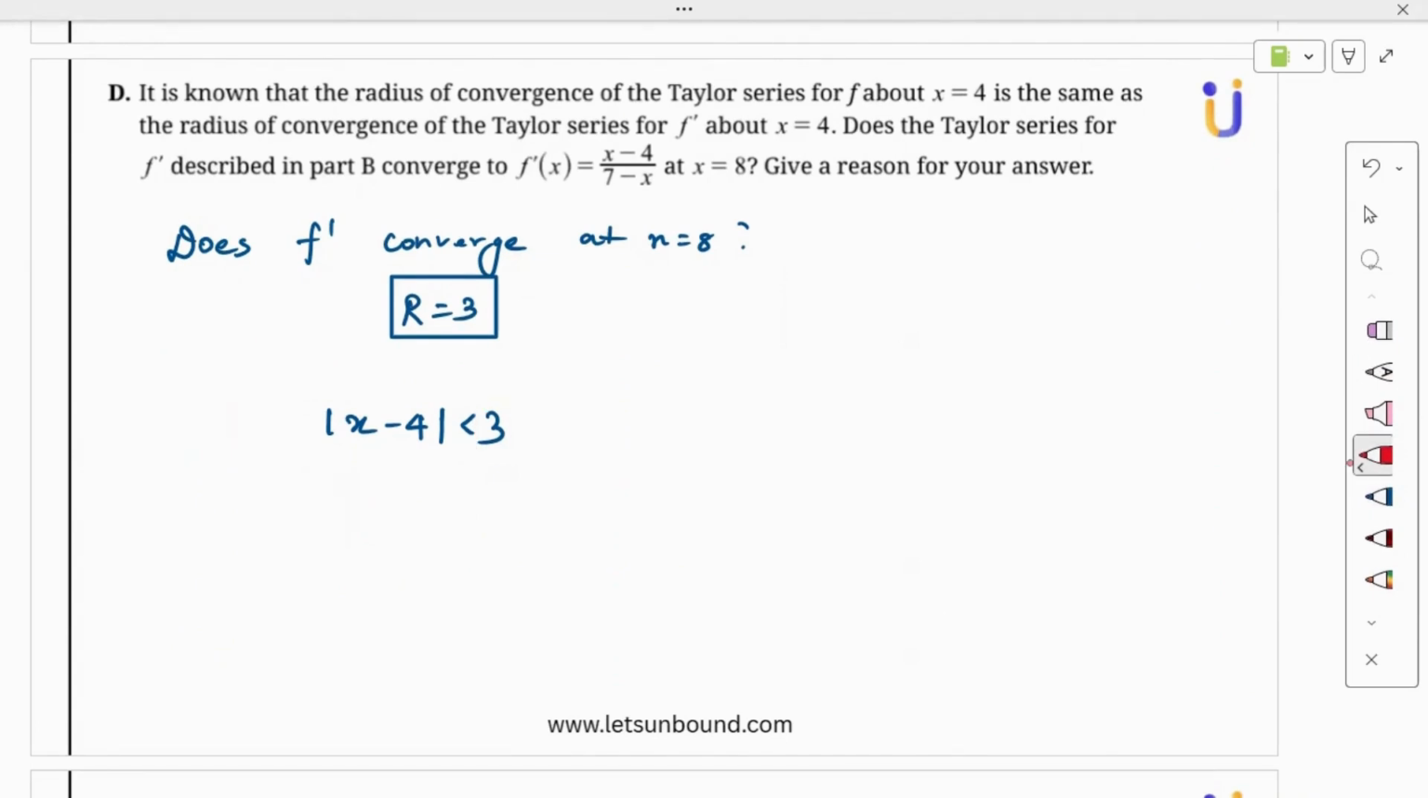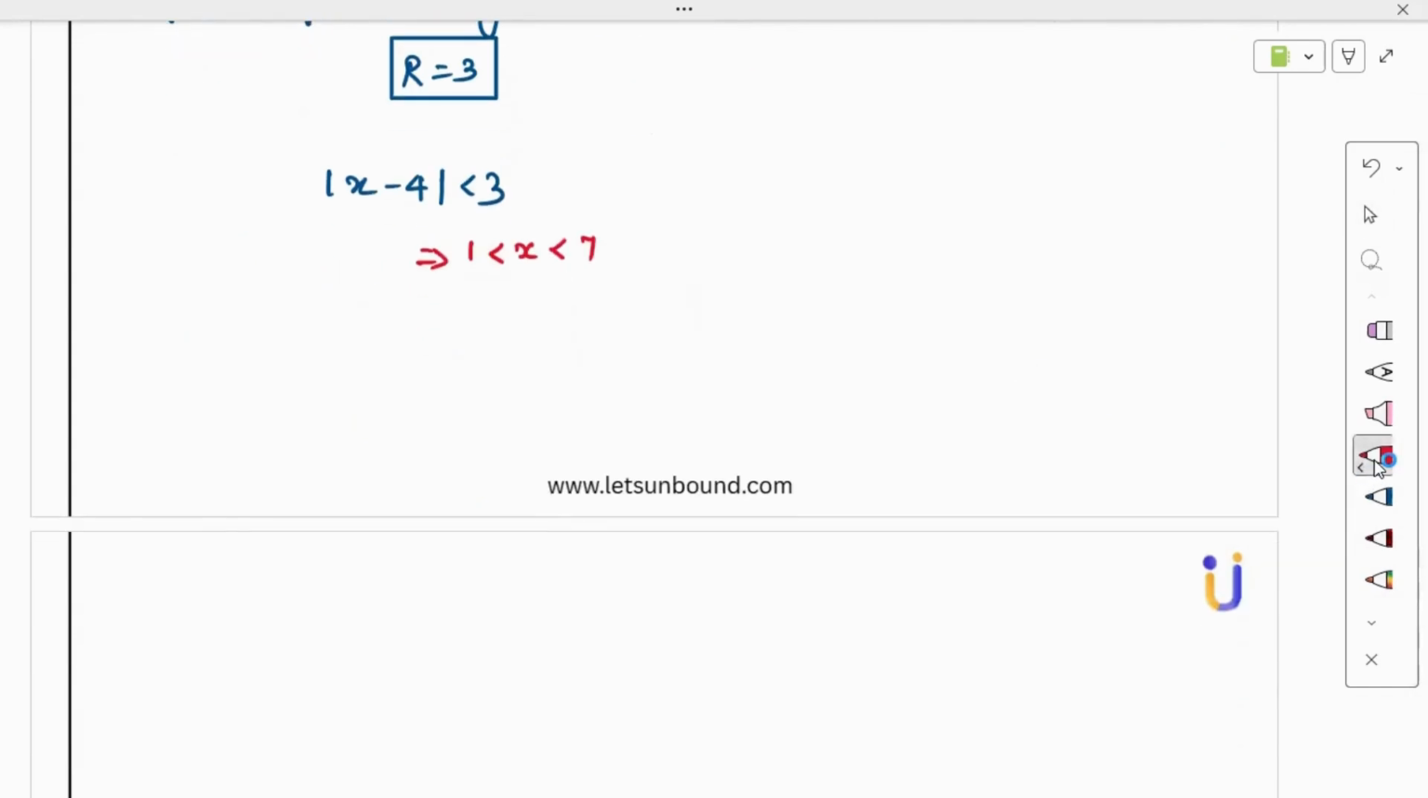Now we also know x belongs to 1 to 7. So convergence is valid only if this is satisfied, and this implies x will be between 1 and 7. This we already did. Right? Now let's see what happens at x is equal to 8. Let's substitute 8, very simple. Modulus 8 minus 4 is less than 3, which is 4 less than 3. Is that true? No, it's false.